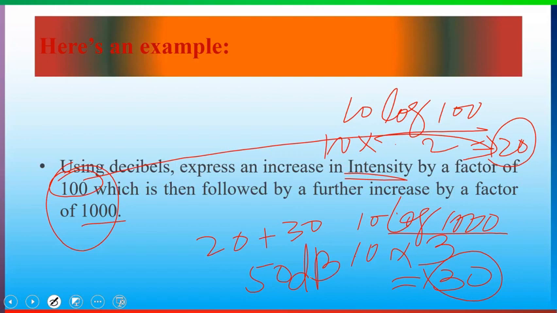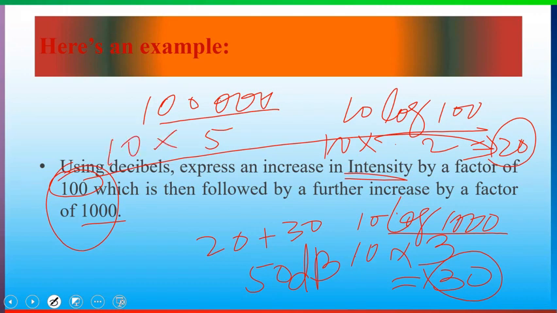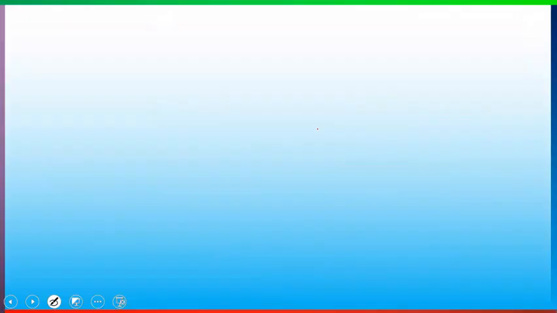On the other hand, we can first multiply both 100 and 1000. So we'll get 100,000, and the log of 100,000 is 5 because it has 5 zeros or 5 tens, and it will be multiplied with the base 10 because we will use the 10 log equation. This is a change in intensity. So that will become 50 decibels. So both forms are easy to express in decibels.